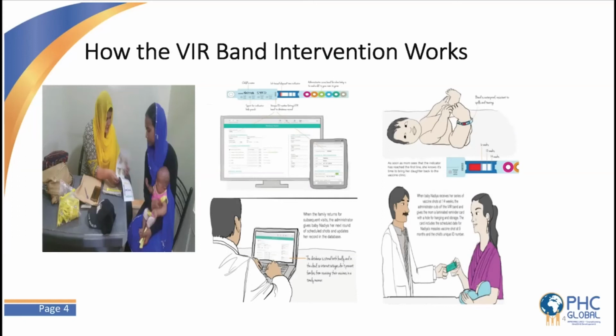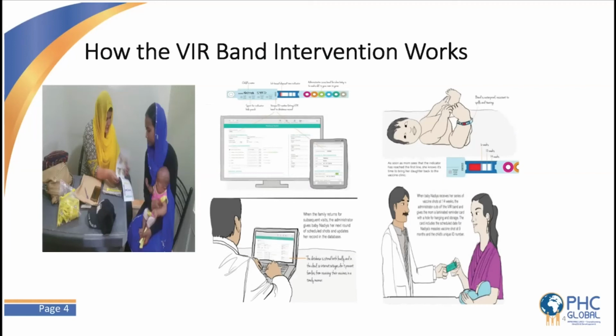You can see on page 4 how the VIR band intervention is set up. When a child visits the vaccination center, parents are consented to enroll their child to receive the VIR band. Once the parents agree and the child receives the first dose of vaccines, the yellow band is activated and placed on the ankle of the infant. The parents are explained that when the red dye fills the entire white membrane, they have to bring the child back in 6 weeks to receive the first dose of the pentavalent vaccine.